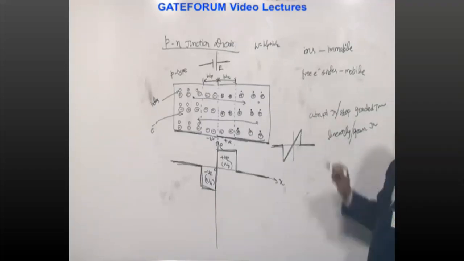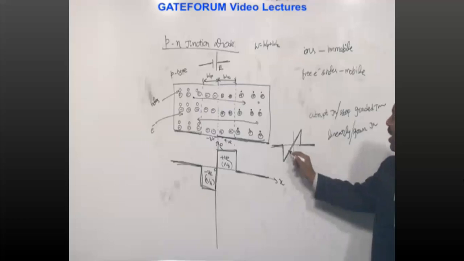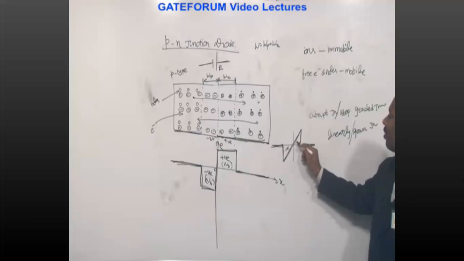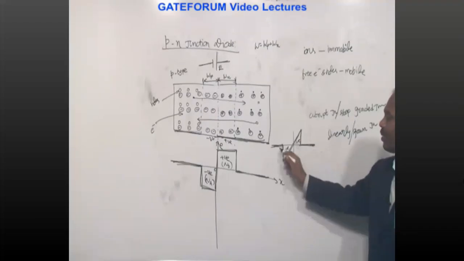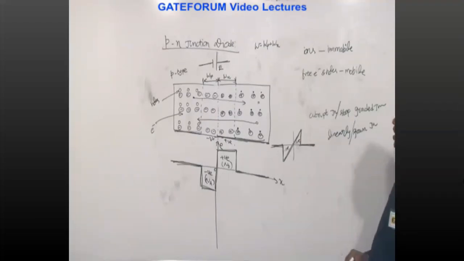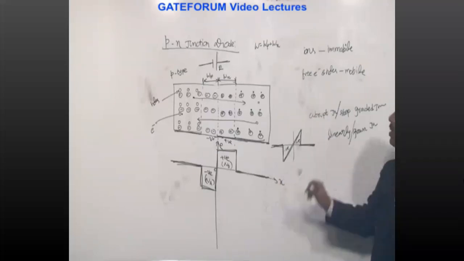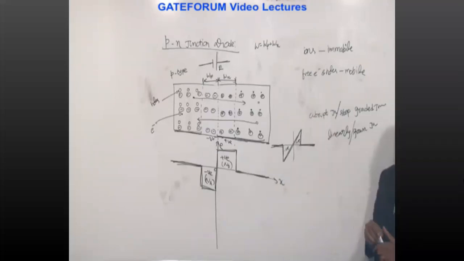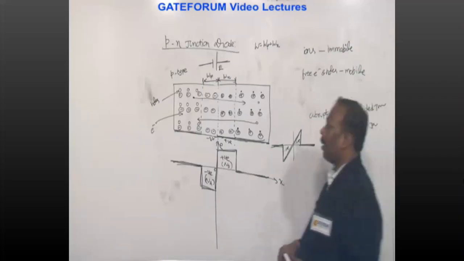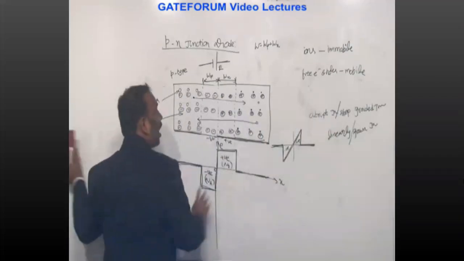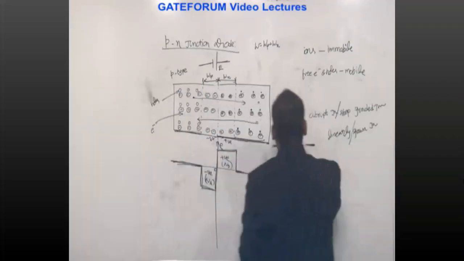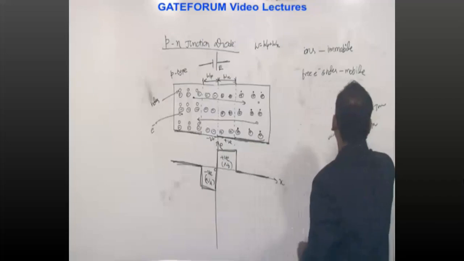It's linearly increasing. Once again, here it's negative charge, here it will have a positive charge, neutral, neutral. This type of PN junction is called linear junction or grown junction. This type of junction is called abrupt junction or step graded junction. Most of the cases we are using the abrupt junction only. That's why by default assume it as an abrupt junction.